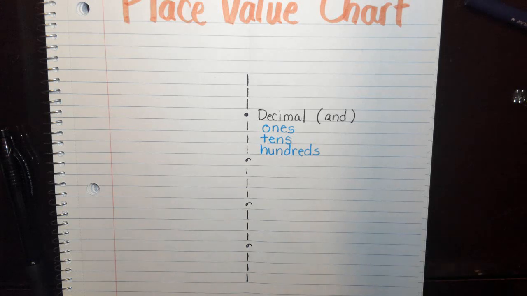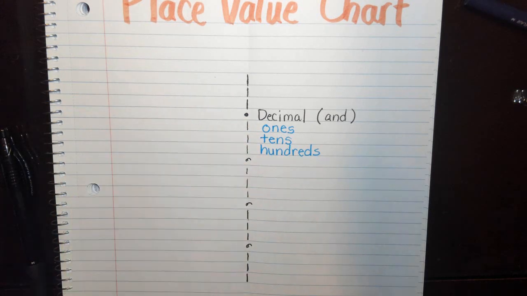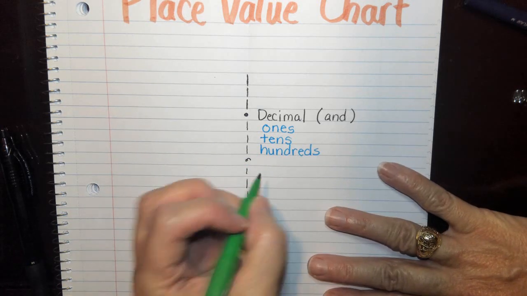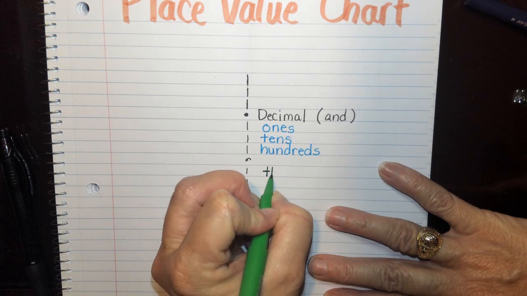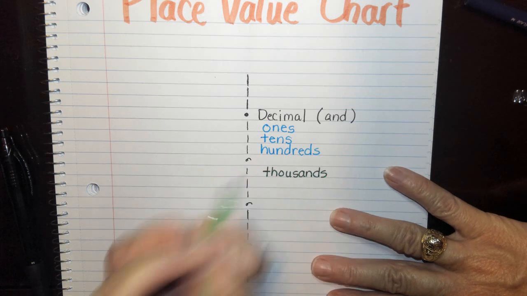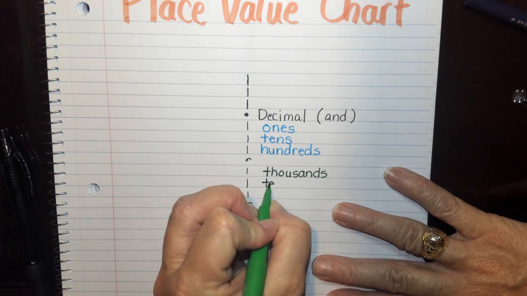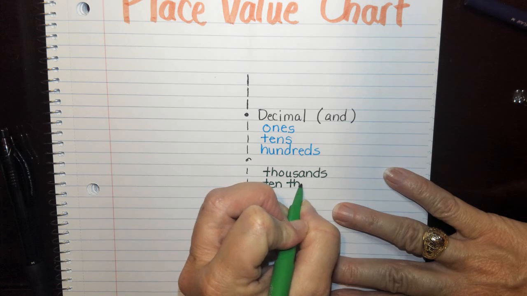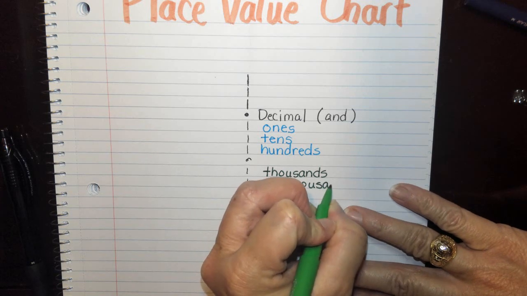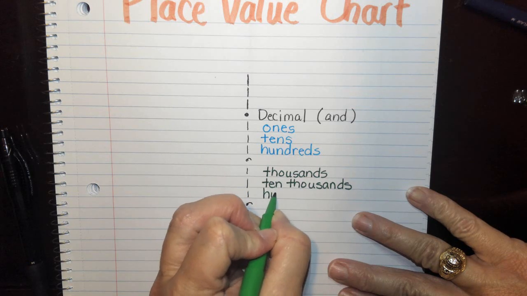Then we have our comma, which separates our units or our ones period from the next period, which is called the thousands. So I'm changing colors again. Hope this color works too. And we're going to call this the thousands period, or the thousands place. I'm sorry, not the period. Thousands place. Then we have the 10,000s. And then we have the 100,000s.